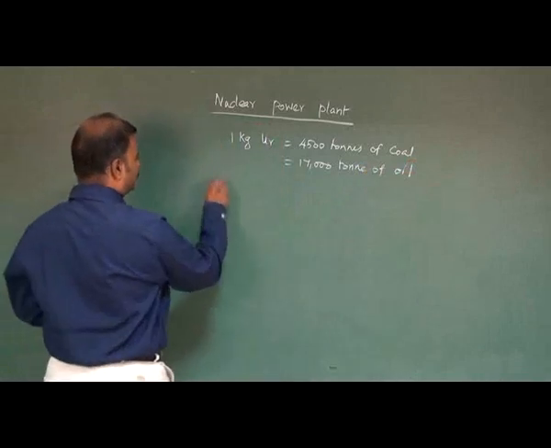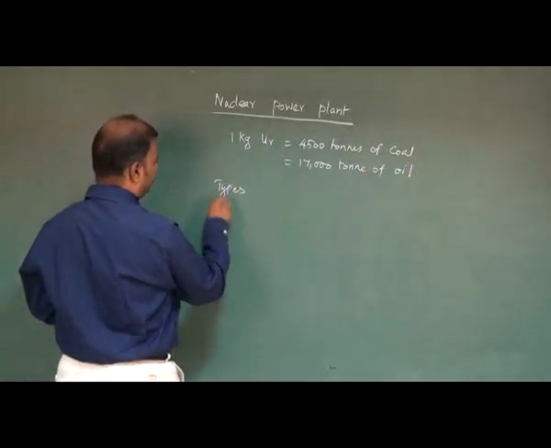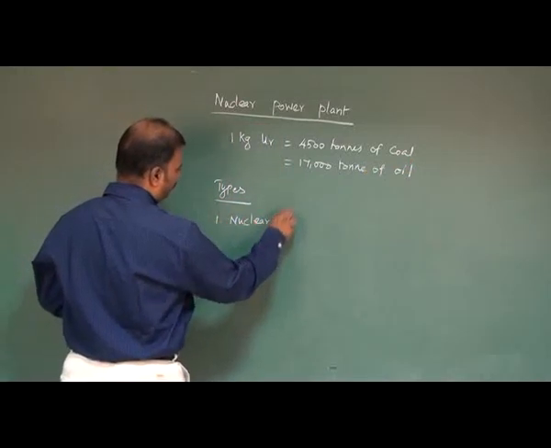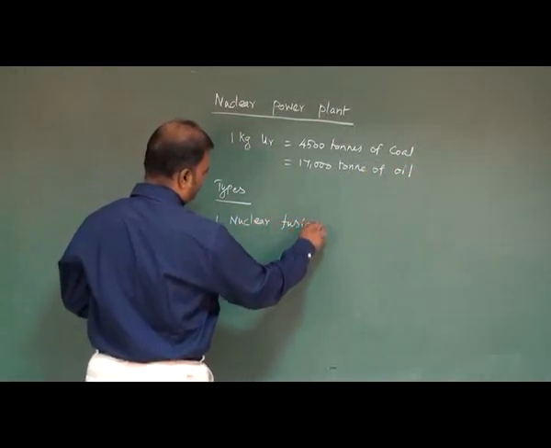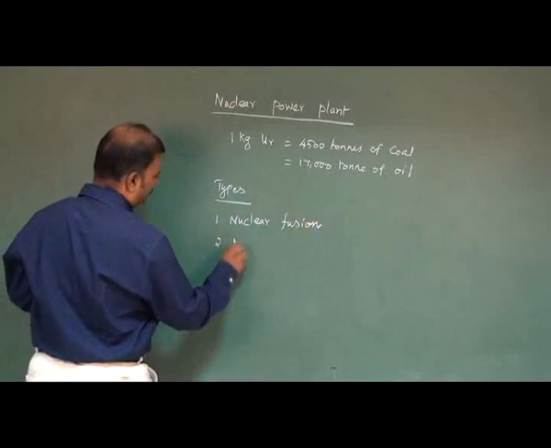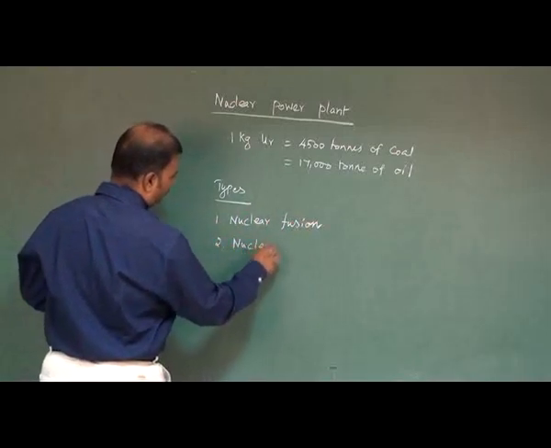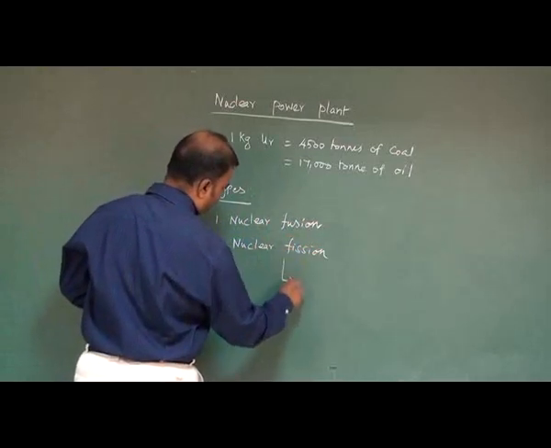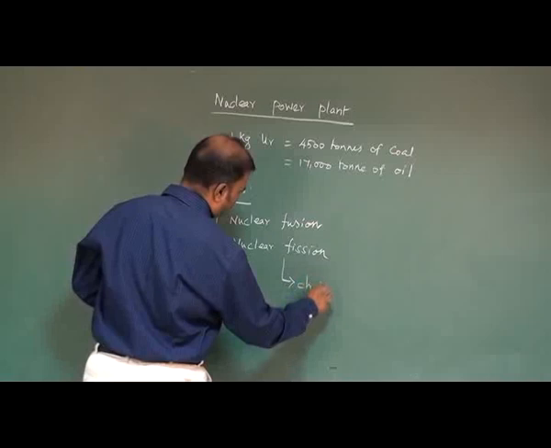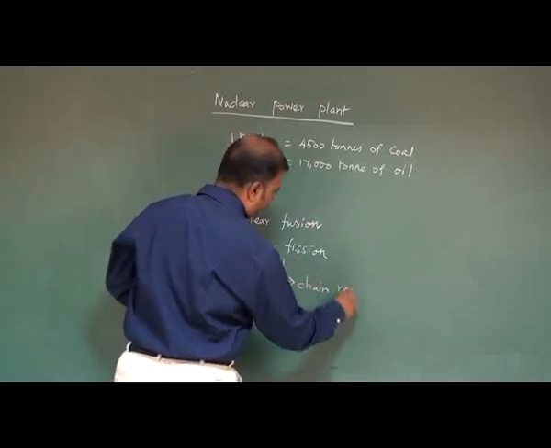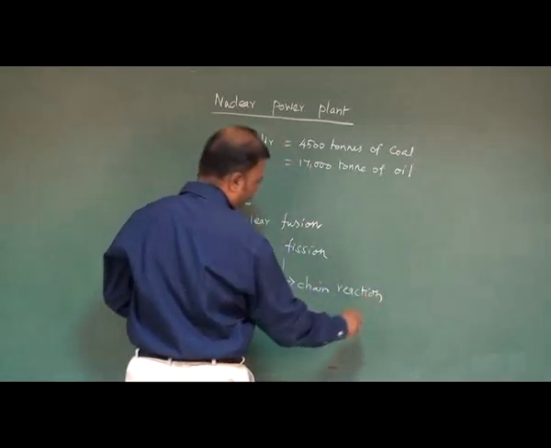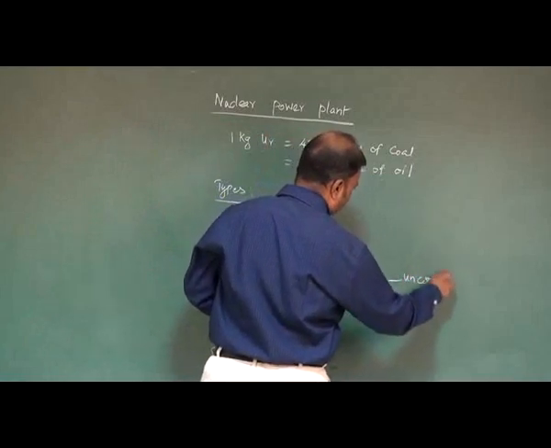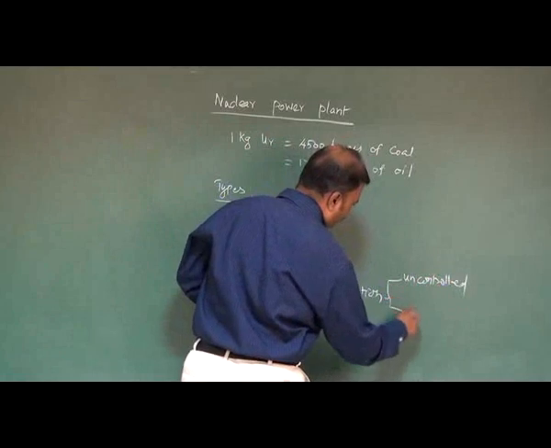The types of processes available in nuclear: the first one is the nuclear fusion process, the second one is the nuclear fission process. This nuclear fission process is also called a chain reaction. One type is uncontrolled, the other is controlled.